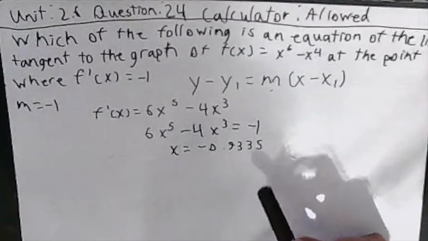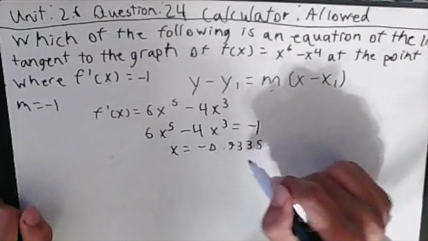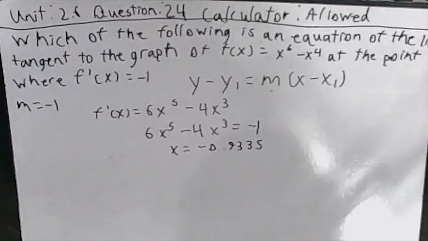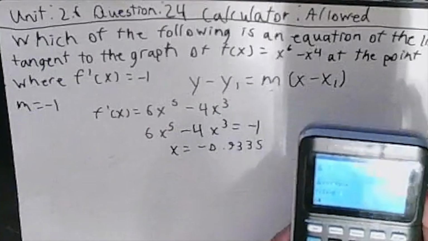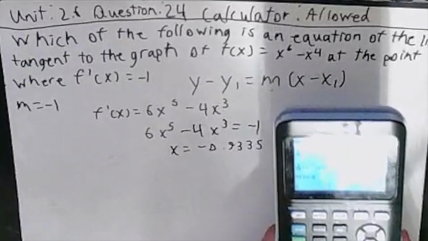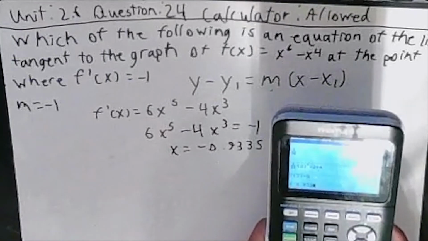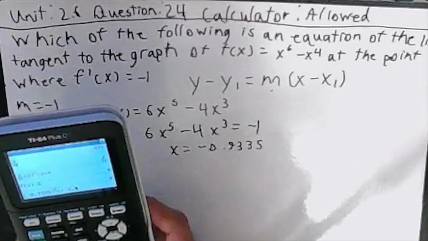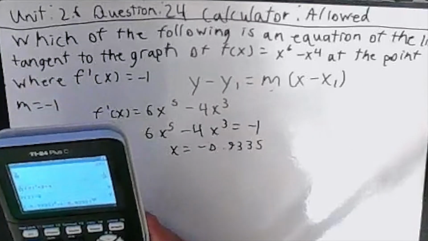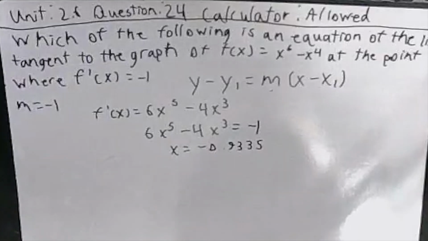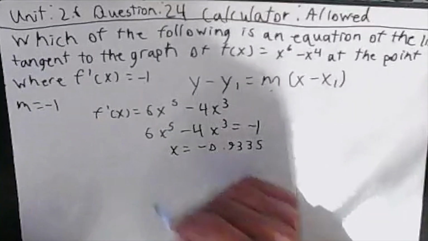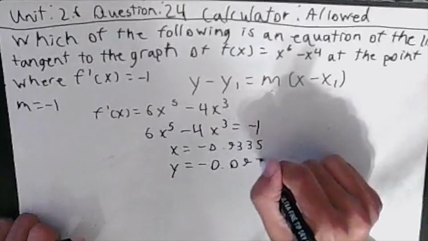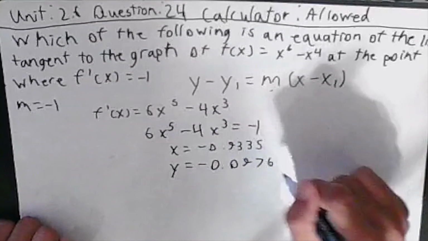So now that we have our x value, we can find our y value by just plugging this function into our original f of x function. So to do this, we're going to use the calculator again. We're going to go parentheses, and then our x value that we have, negative 0.9335 to the 6th power minus negative 0.9335 to the 4th power. And we get an answer, y equals negative 0.0976 as our y value.